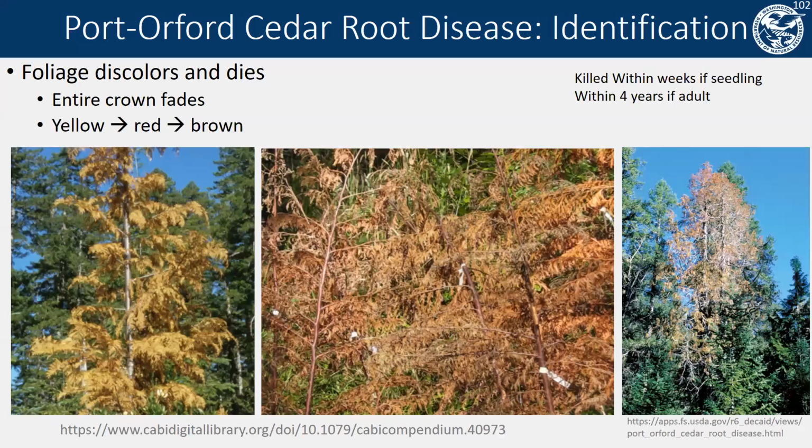To identify this disease on Port-Orford, you first want to know what tree is being infected. But once you know you have Port-Orford, you might notice the foliage of these trees discolors and dies, and it's typically on the entire crown. That fades from green to yellow to red and to brown. If this is a seedling, this happens within weeks when the seedling is infected. And if it's a mature tree, it might be a few years between infection and when the tree succumbs to the disease. So you can see pictures here of crown discoloration.